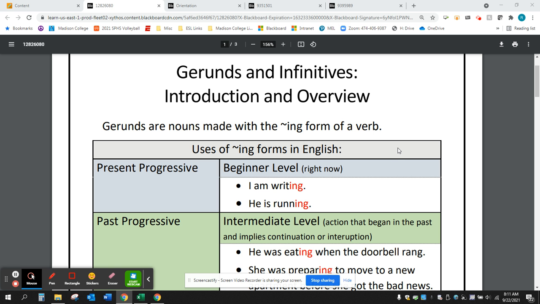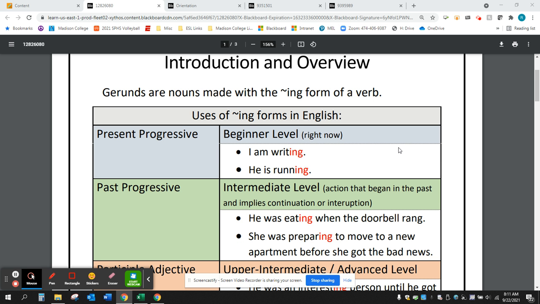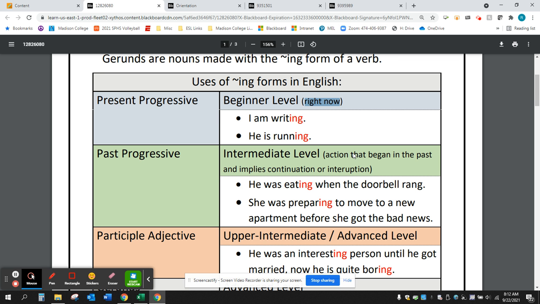Let's review some of the uses of the ing forms in English. Probably when you first started learning English, around the beginner level, you learned to use the ing form with present progressive. Sentences such as I am writing or he is running, with the emphasis being on an action that is happening right now.